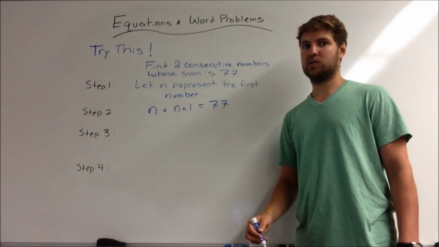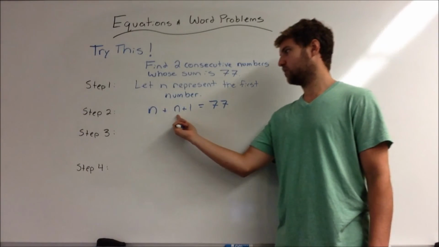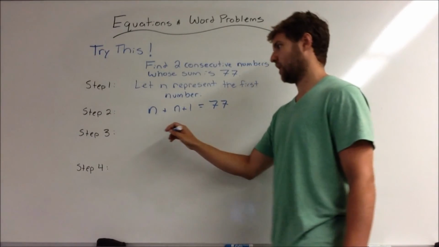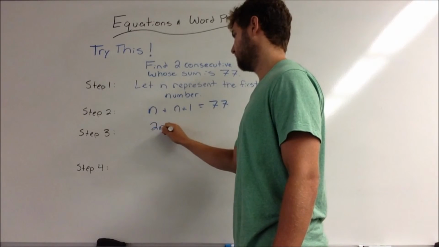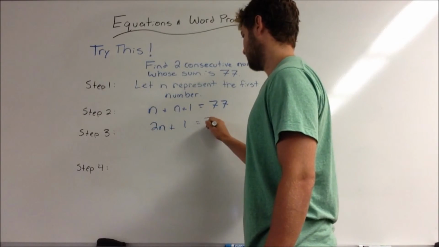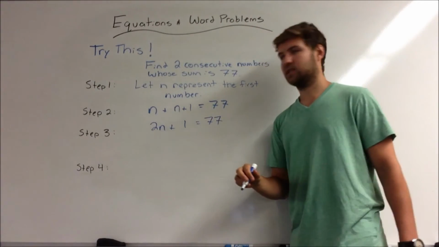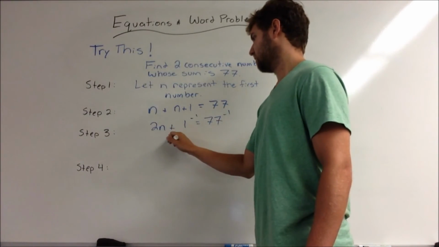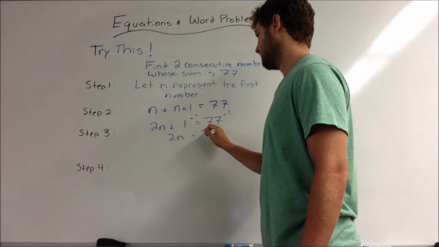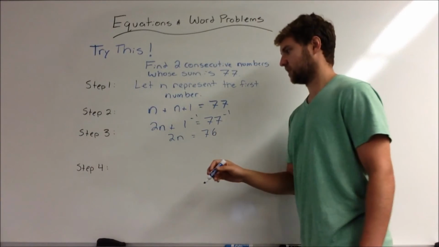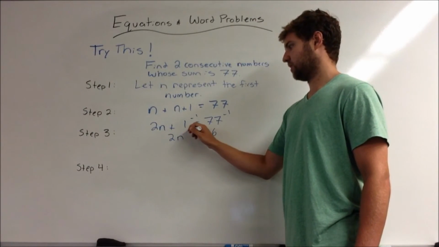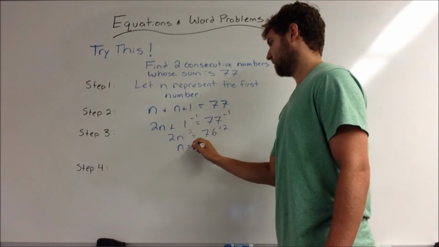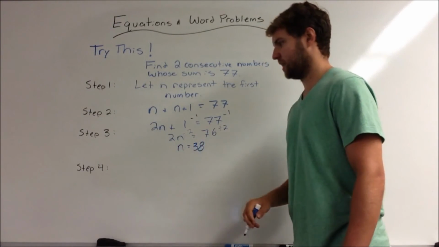Step 3, we want to solve our equation. Now since we have two variables here, we've got to combine like terms first. So n plus n becomes 2n. So 2n plus 1 equals 77. Subtract 1, 2n equals 76. And then we can divide by 2. So we get that n is equal to 38.